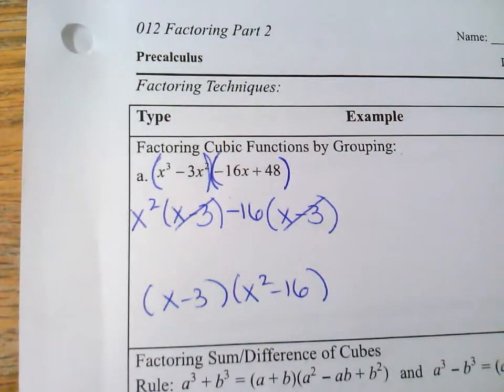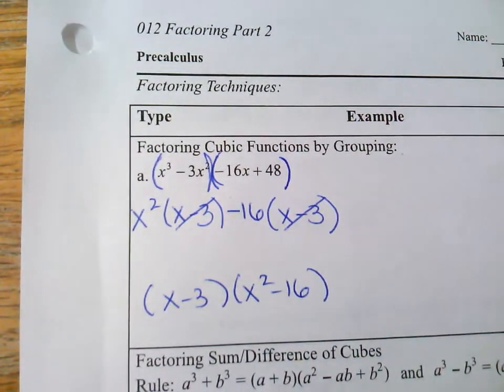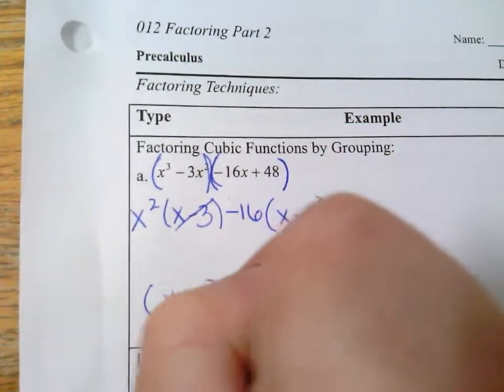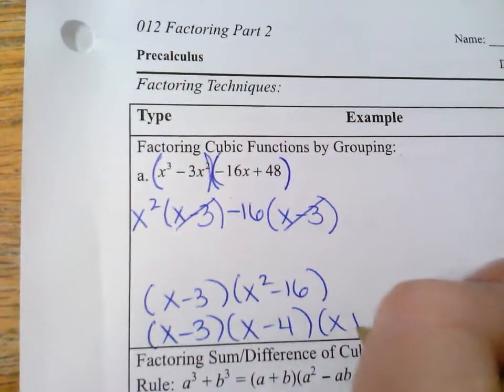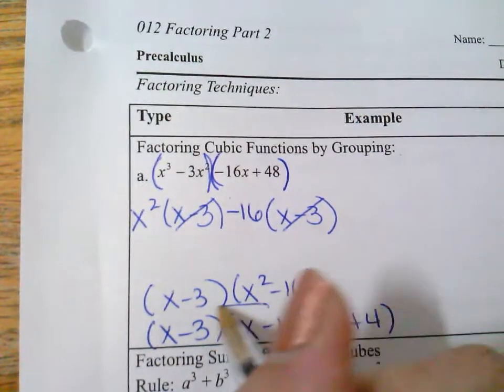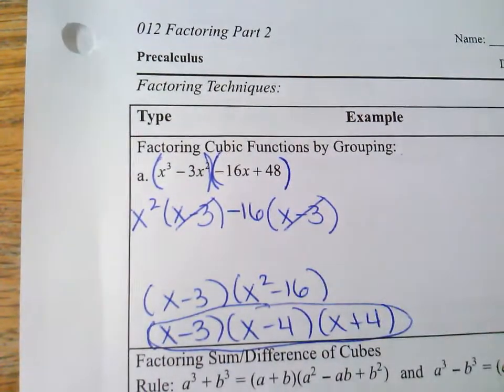And you should always look to go one step further. So notice this is a quadratic and it's a difference of squares. So I can actually go one step further. So my final factored answer would be x minus 3, x minus 4, x plus 4. So it's a cubic function, so it actually has 3 factors.